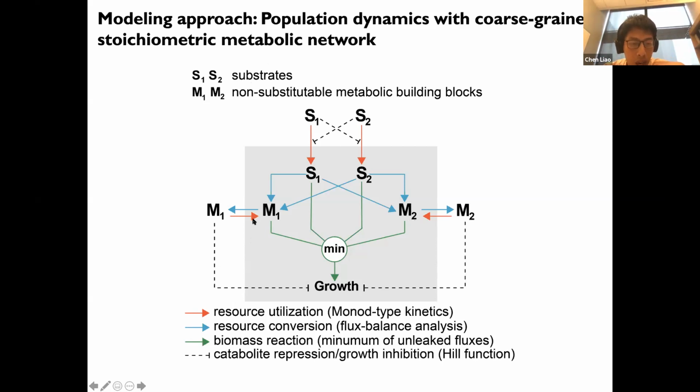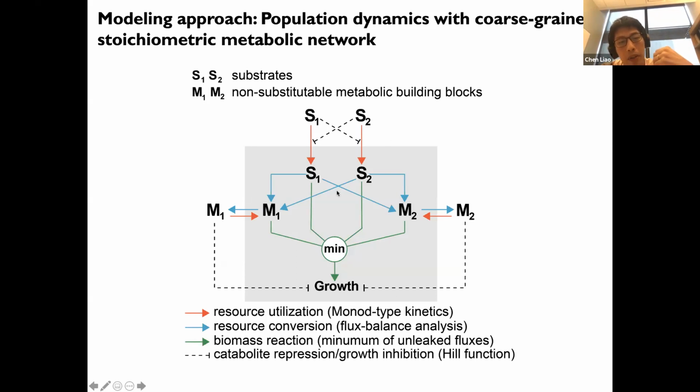The red arrows represent the resource utilization, the uptake reaction, which is modeled by Monod-type kinetics. The blue arrows represent the resource conversion, and we modeled the resource conversion rate in a way similar to flux balance analysis. Basically, we assume that the intracellular molecules have really fast dynamics and reach steady state very fast. The consequence is that for each intracellular metabolite, the total influx would be equal to the total outflux.